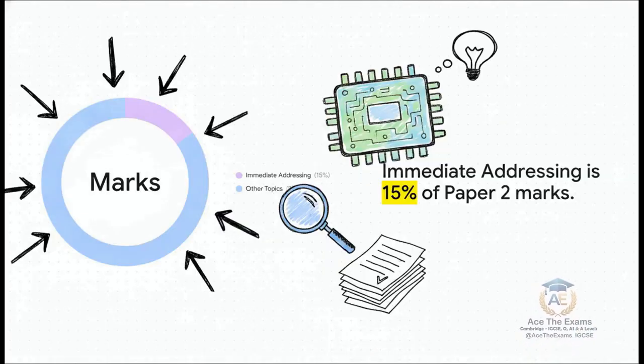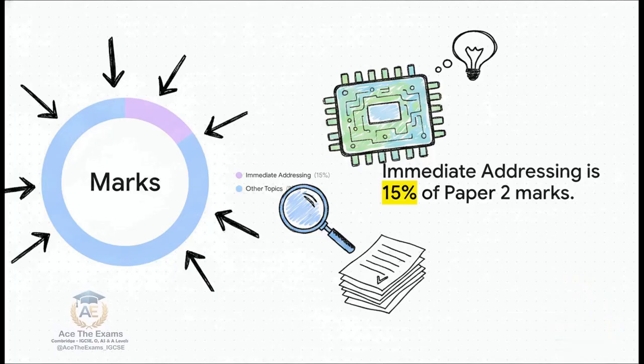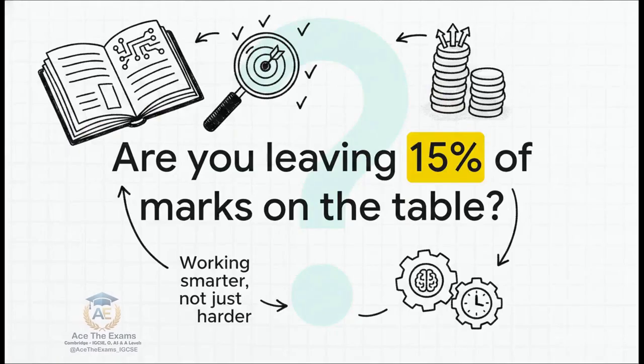To really understand why we're focusing so intensely on this one specific area, consider this. Did you know that this single topic of immediate addressing accounts for approximately 15% of your total marks in Paper 2? Yeah, 15%. That is a massive slice of the pie for just one conceptual area. So, you really have to ask yourself, are you leaving 15% of your Paper 2 marks just sitting there on the table because you haven't totally mastered this specific area? Getting this right offers a massive return on your study investment.